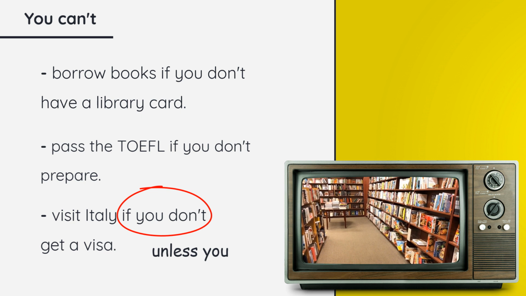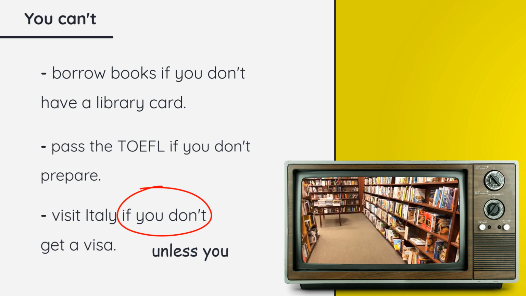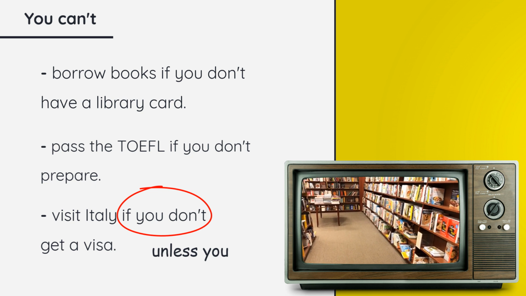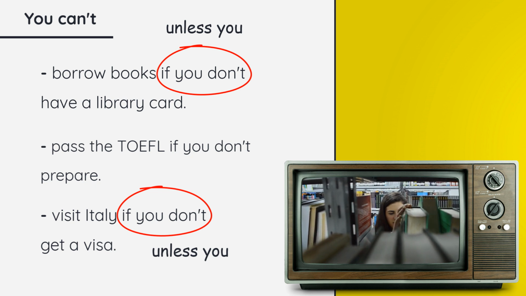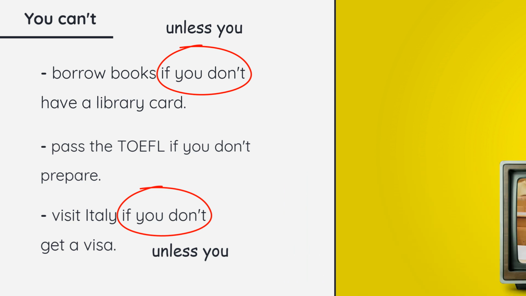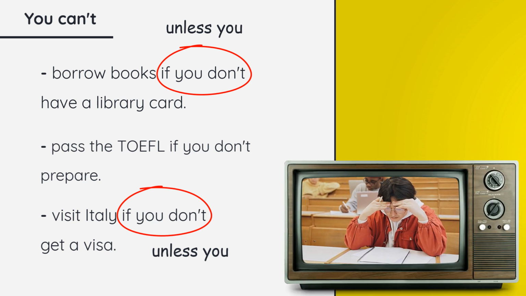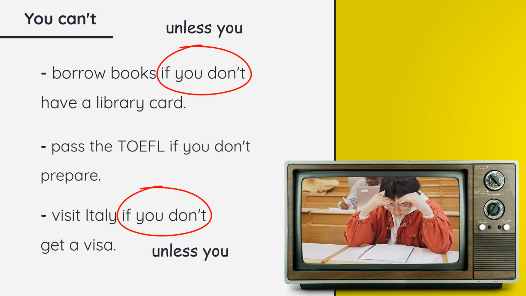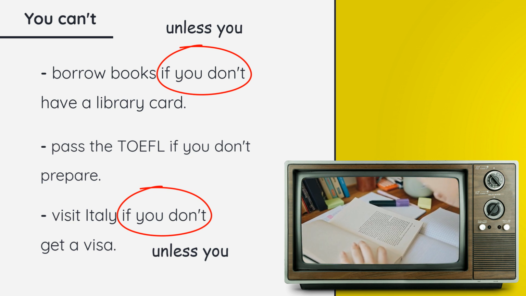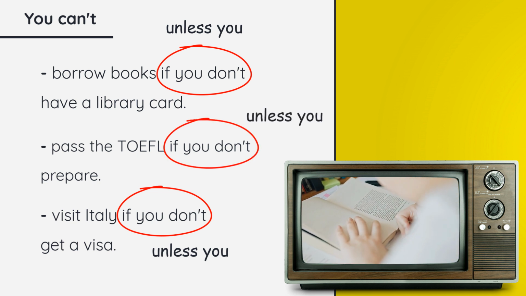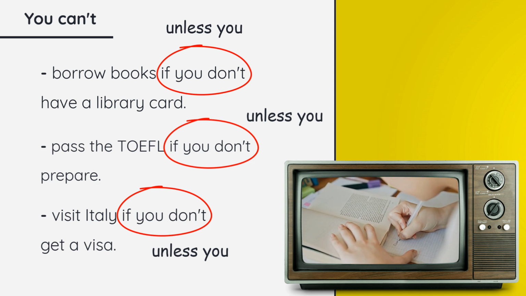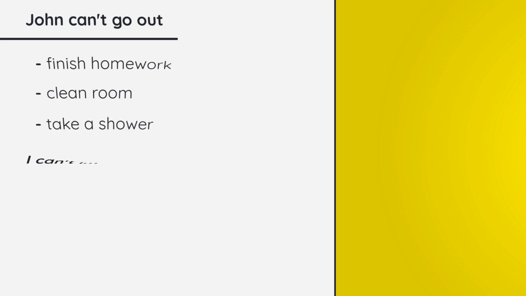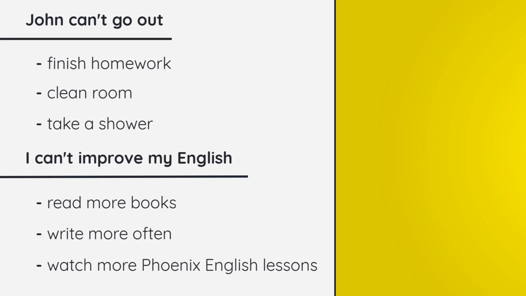You can't borrow books if you don't have a library card. How would we change that using unless? You can't borrow books unless you have a library card. Last one. You can't pass the TOEFL if you don't prepare. How would you change that using unless? You can't pass the TOEFL unless you prepare. All right? Next, I'll give you an exercise so you can practice this a little bit better.